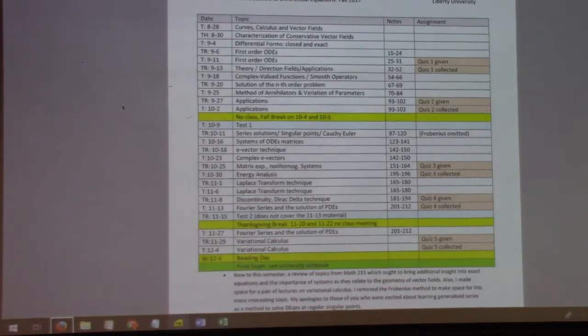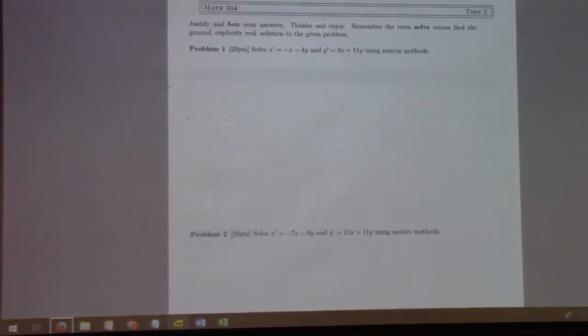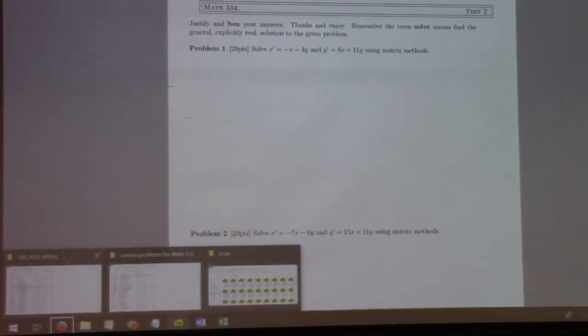Anyway, so getting back to test 2. Let's see what we got here. I don't think so. Would you like me to post it for you guys in Blackboard? I can do that. Oh, let's look at the solution. Yeah. Since our time is limited here.